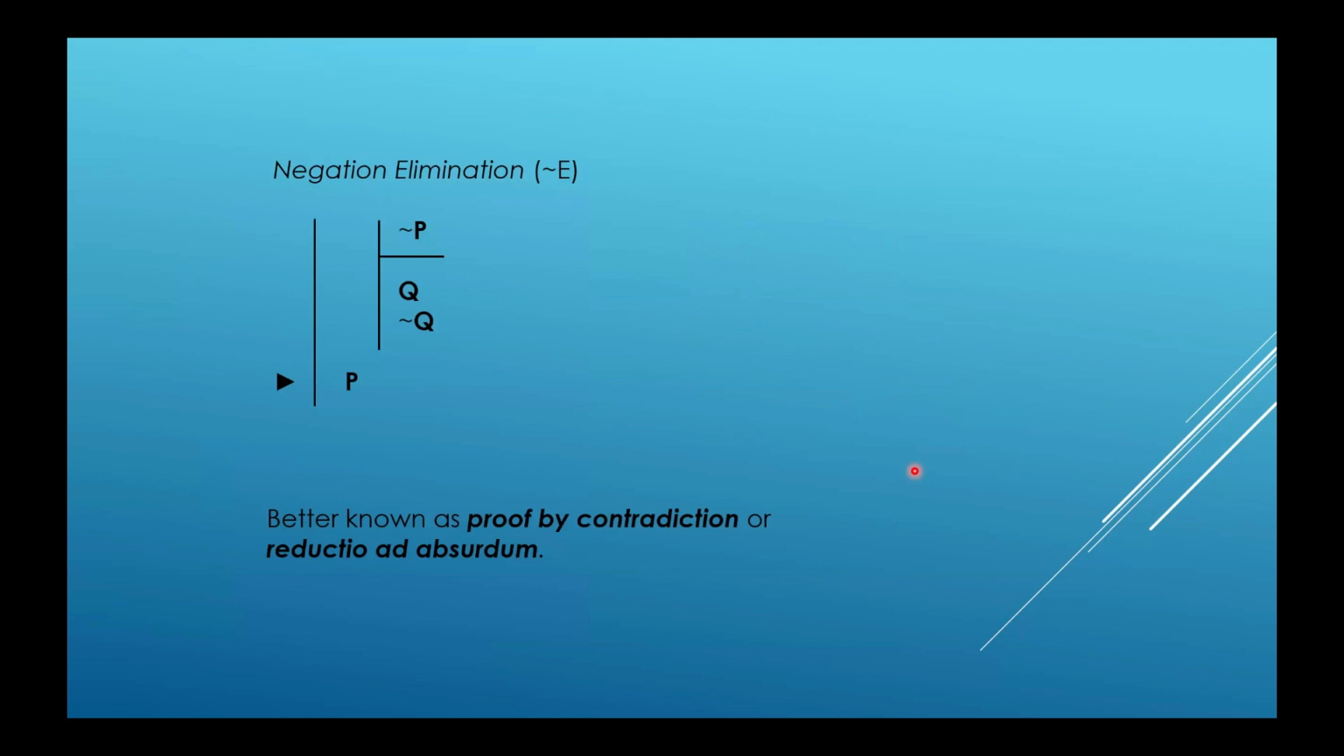absurdity. The idea is this: we assume that a sentence P is false for the sake of argument, and then if this leads to a contradiction, so a pair of sentences where one of them is the negation of the other one, then what we conclude is that it's not possible for P to be false. So P must be true. That's the basic idea of the rule.